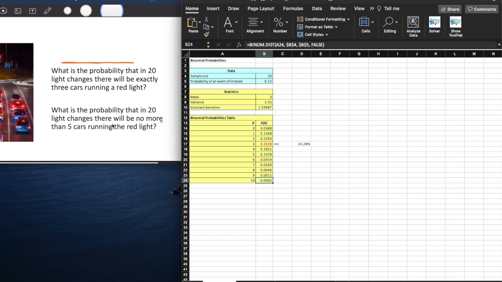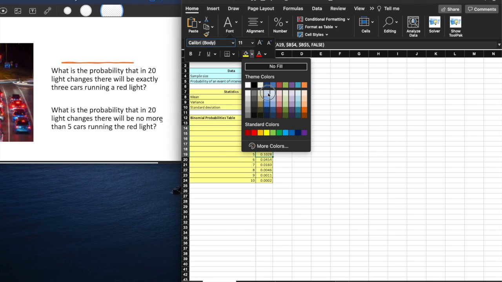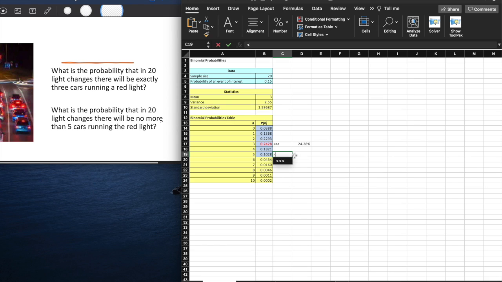Then we can solve this next problem really easily. It's asking what's the probability that in 20 light changes there will be no more than 5 cars running the red light. So that includes 5 and everything less than 5. Let's make that blue. So now we can add up all of these probabilities and we'll get our answer. So it equals the sum of all of these. And now you can say there's a 93.27% chance that we would see no more than 5 cars running the red light in a span of 20 light changes.